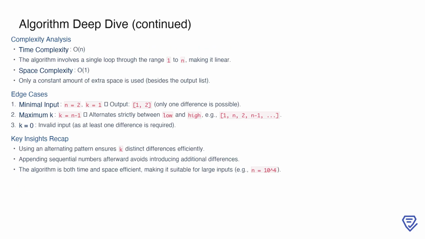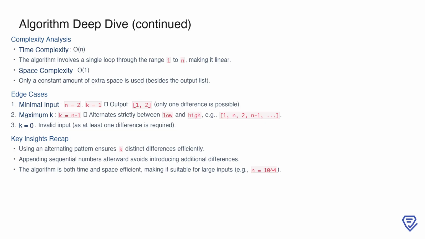This algorithm is both time and space efficient. The time complexity is O(n), because we process each number in the range from 1 to n exactly once. The space complexity is O(1), as we only use a fixed amount of extra space in addition to the output list. Let's consider a few edge cases.